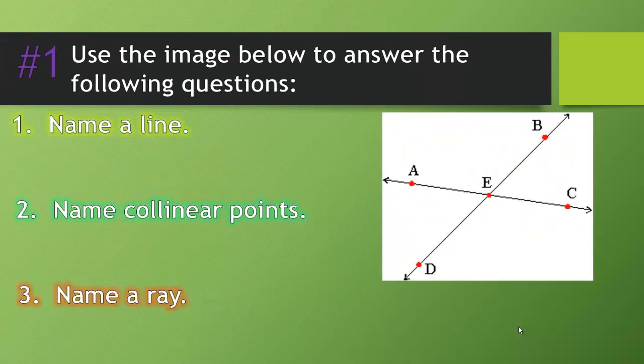All right, so we are going to name a line first. Now, you could have any number of things. I'm just going to put a few of them up there. You could say line AE. You could say line AC. You could say line DE. And you could say line BD. There's a few others you could put.